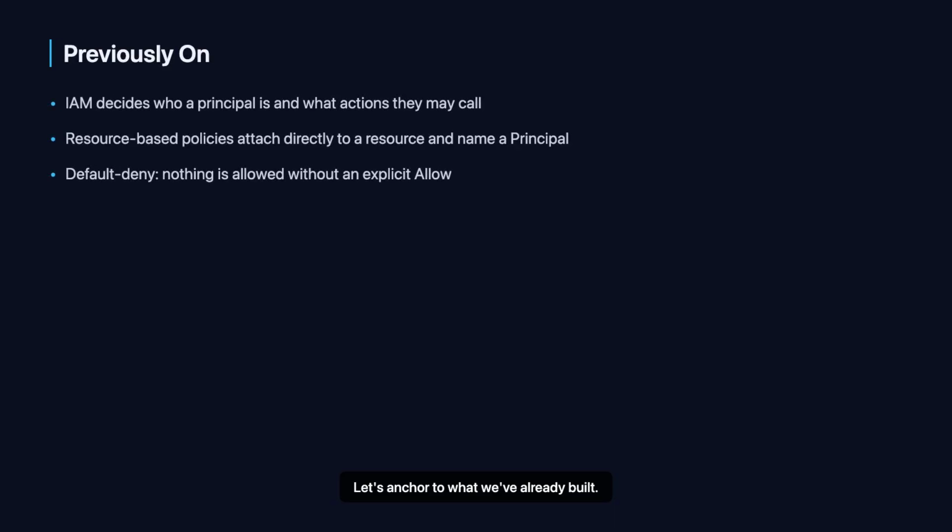Let's anchor to what we've already built. In earlier episodes, IAM decided who a principal is and which actions they're allowed to call. We saw that resource-based policies attach directly to a resource and name a principal explicitly. And underpinning all of it, the default deny rule: nothing is permitted unless an explicit allow says so. Hold on to that resource-based policy idea, because KMS takes it somewhere surprising.